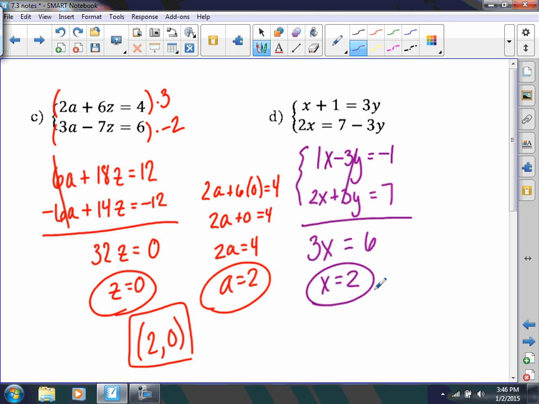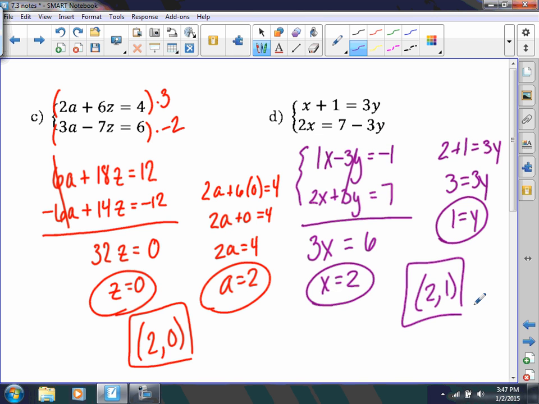And then again, to solve for y, I'm going to substitute that into either equation. Okay, I'll put it in the top one. So I have 2 plus 1 equals 3y. So that's 3 equals 3y. So 1 equals y. So my answer here will be (2, 1). And again, remember, you can check these. You can substitute that ordered pair, (2, 1), into both equations and make sure you get a true statement for both.